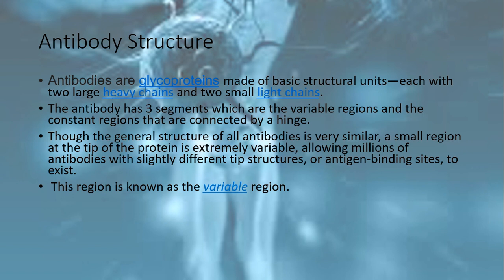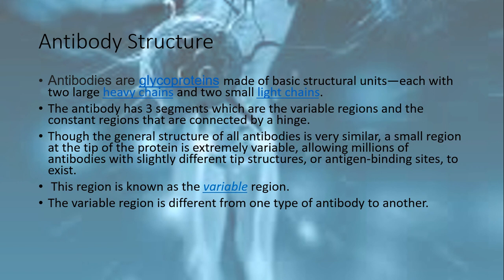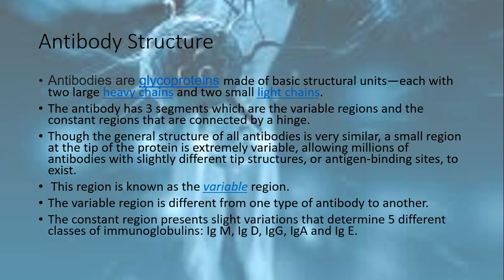As we said, this region on the tip of the Y protein or the Y antibody is said to be the variable region. Of course, this variable region differs from one type of antibody to another. As for the constant region, usually the constant region presents very slight variations. According to these variations in the constant regions, we can distinguish 5 different types of immunoglobulins. Remember that immunoglobulins is the other name for the antibodies.